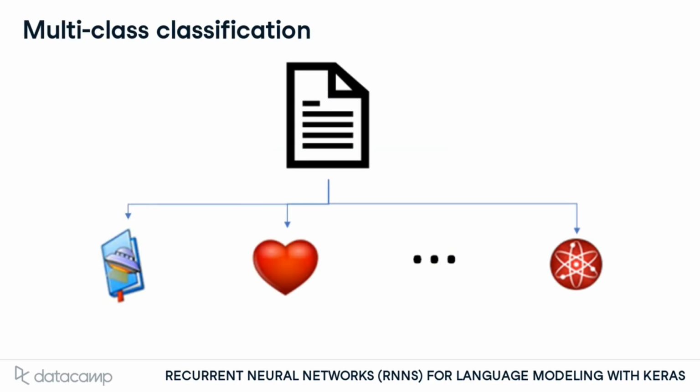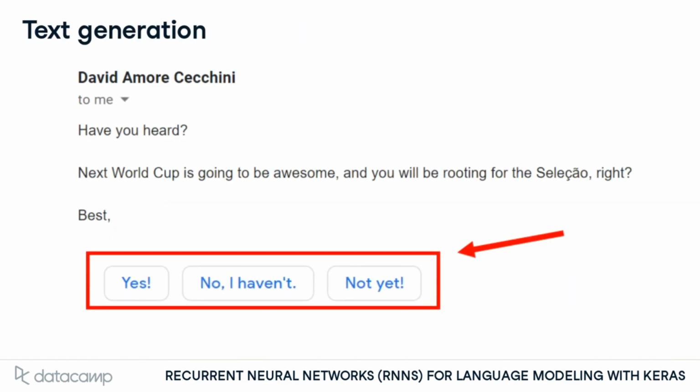Or you want to build a recommender system and need to categorize news articles into a set of predefined categories. Also, it is possible to generate text automatically using a specific writing style, or automatically reply to messages.